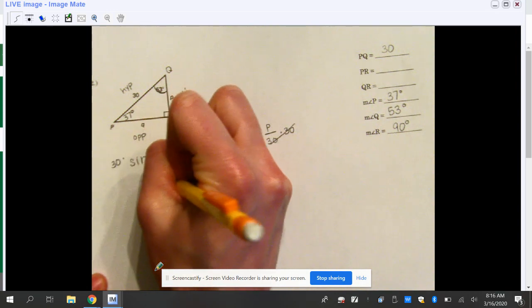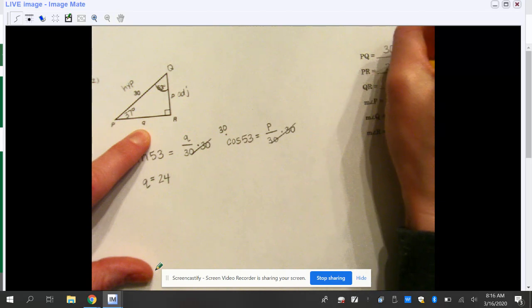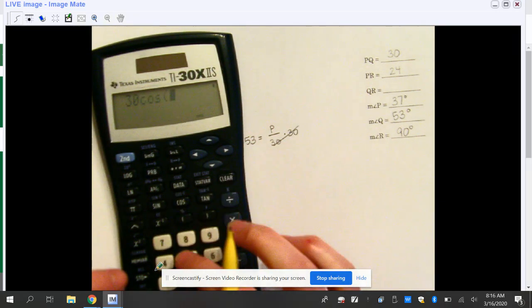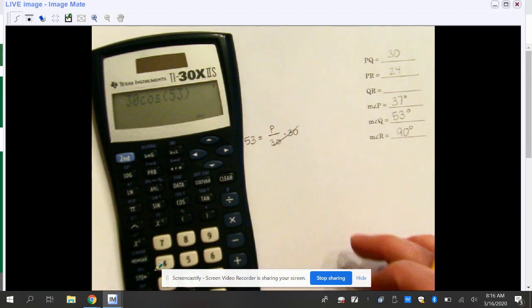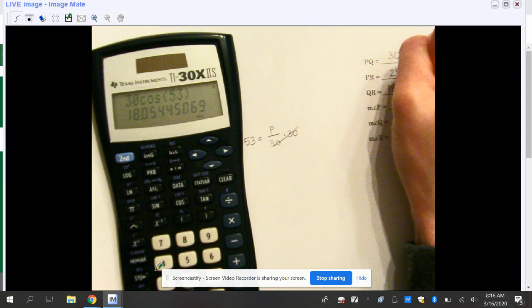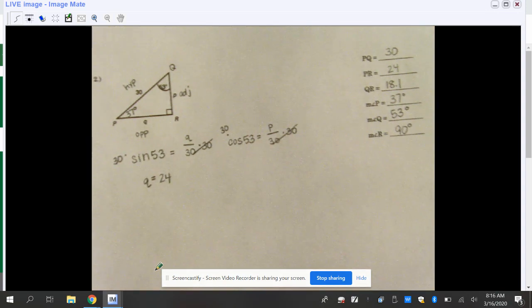Okay, and Q is PR. So I'm going to go ahead and fill that in over here. And then 30 times the cosine of 53 is going to be 18.1. Okay. And so those would be all the missing sides and angles there.